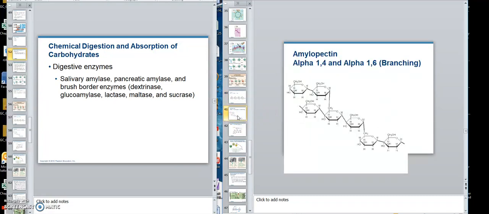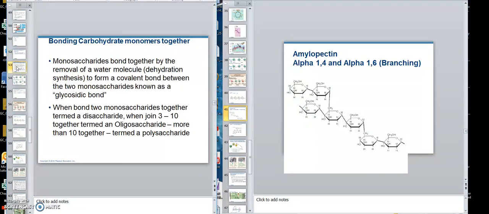Right here is amylopectin. That's the other form in which plants store their carbs. Now, we would use amylase to break down the 1,4s, but this is a 1,6 linkage. So what do I need? I need a dextrinase, an alpha dextrinase. Remember, enzymes have specificity. So we go a little further.